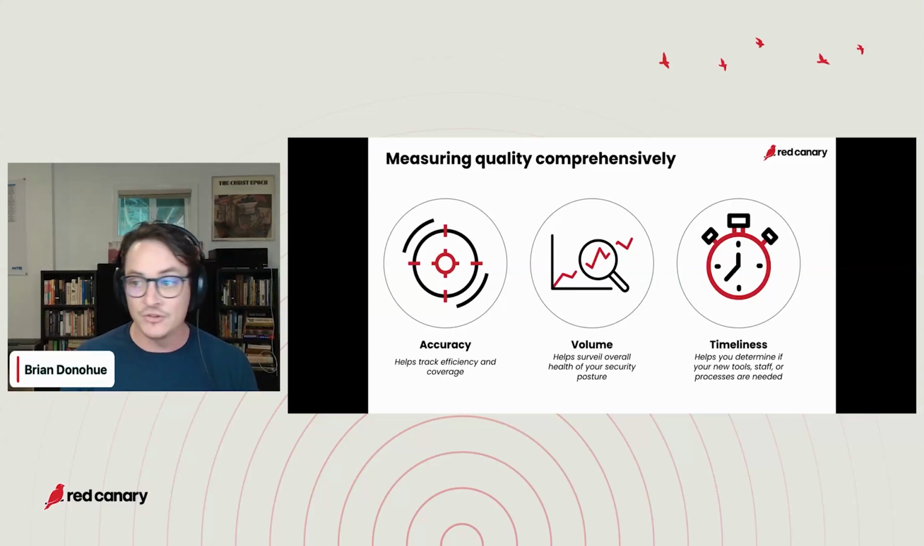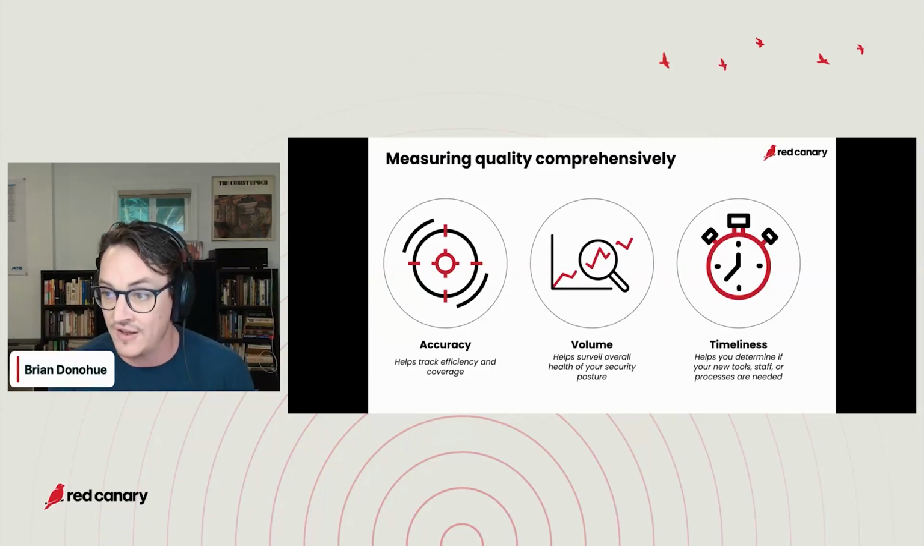So I do not think timeliness is the only thing that we should be measuring, although I do think it's important. I do think that there are three categories that are a great starting point for any security operations center to start measuring the efficacy of their security program. The first here is accuracy. And accuracy is super helpful because it will help you track your efficiency and your coverage.